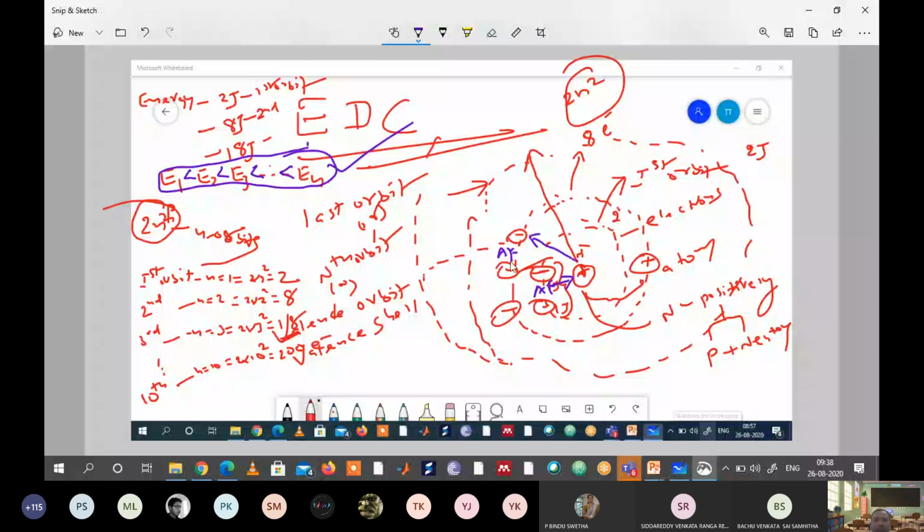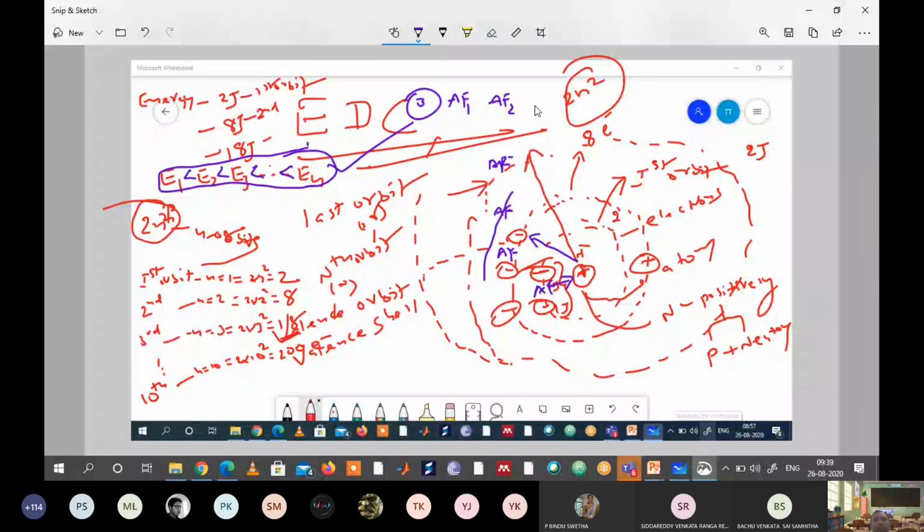Now what about the third orbit? The attraction force of electrons in third orbit is lesser compared to second and first. Likewise, what is the attraction force of the nth orbit? Very, very, very less. Now, the third important point. Consider the attraction force of first orbit as AF1, second orbit as AF2, third orbit as AF3, and nth orbit as AFn.